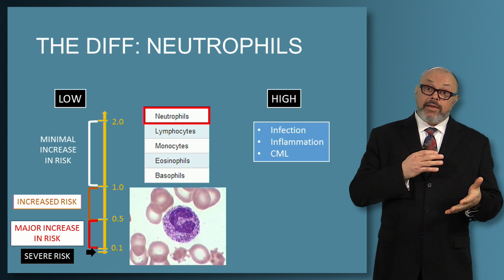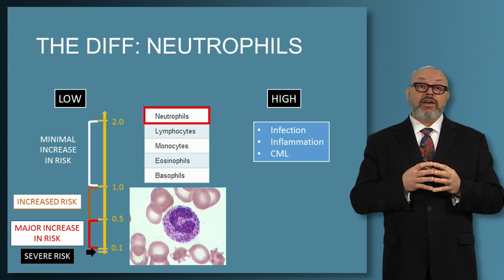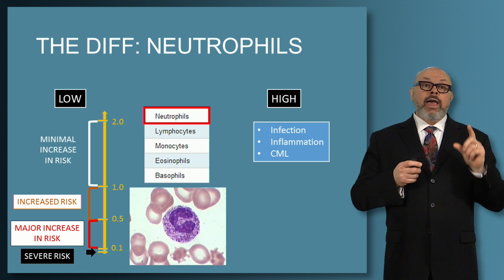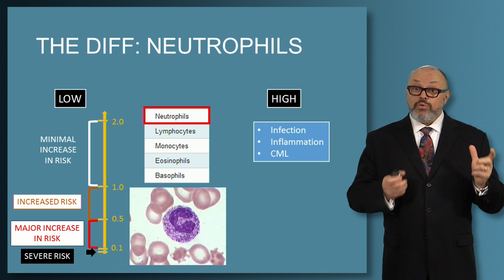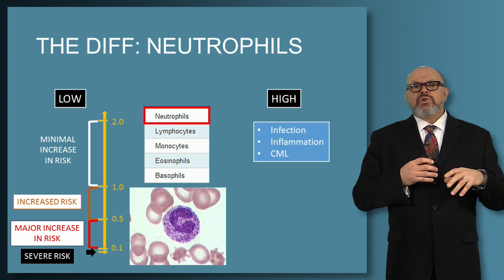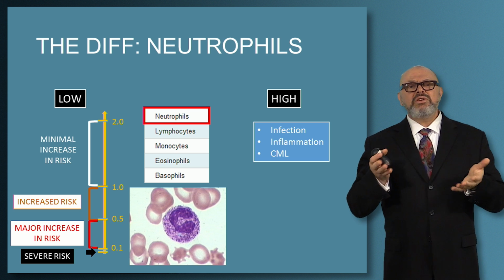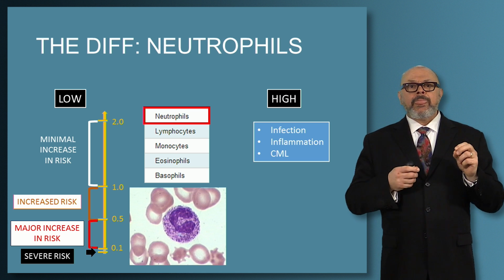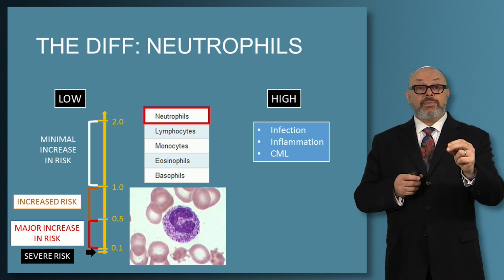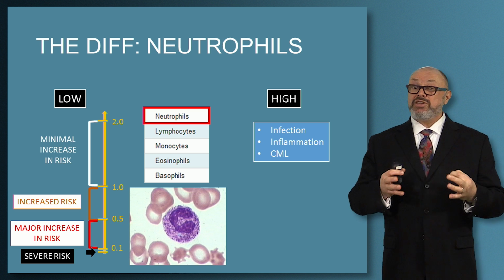On the other end of the scale, a low neutrophil count is called neutropenia. Patients with neutropenia are at increased risk of bacterial infection, and the degree of increase in their risk depends on the degree of deficit of neutrophils. So a neutrophil count of between 2.0 and 1.0 is associated with minimal increase in risk of infection. There's a significant increase of risk when the neutrophil count drops below 1, and when it drops below 0.5, there's a major increase in risk.